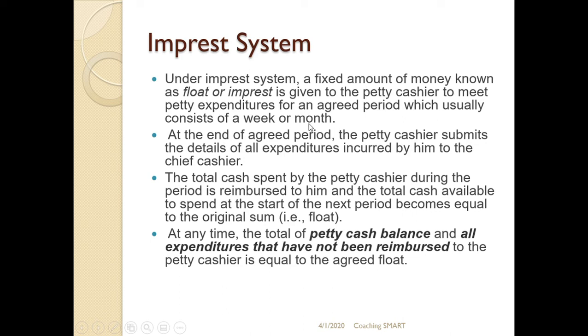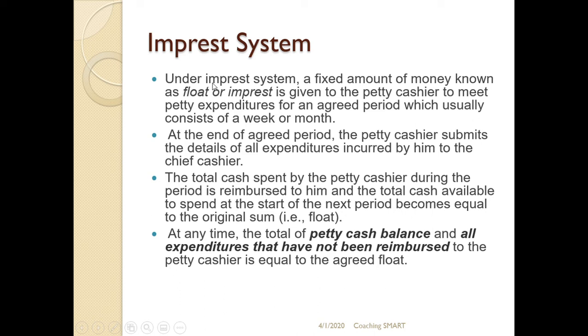Under the imprest system, a fixed amount of money known as float or imprest money is given to the petty cashier to meet the petty expenditure for an agreed period, which is either a day, a week or a month. So it can be on a weekly basis, after two weeks, or after a month. So a petty cashier will be given what we call imprest money or float money.